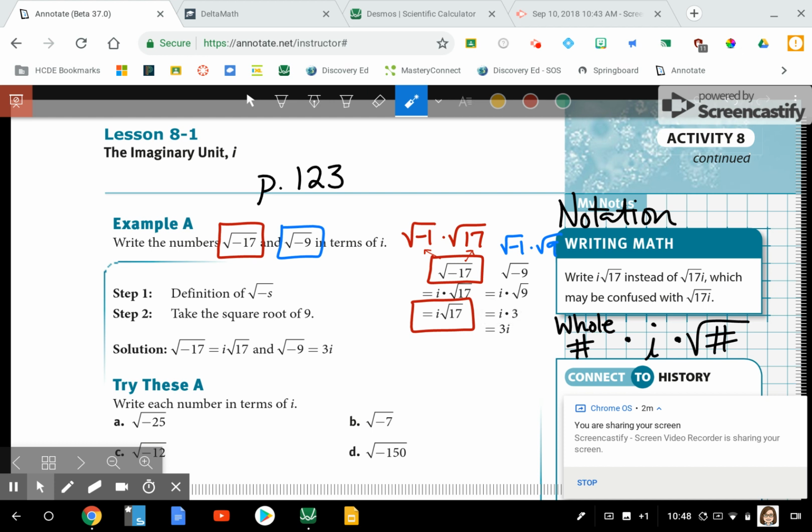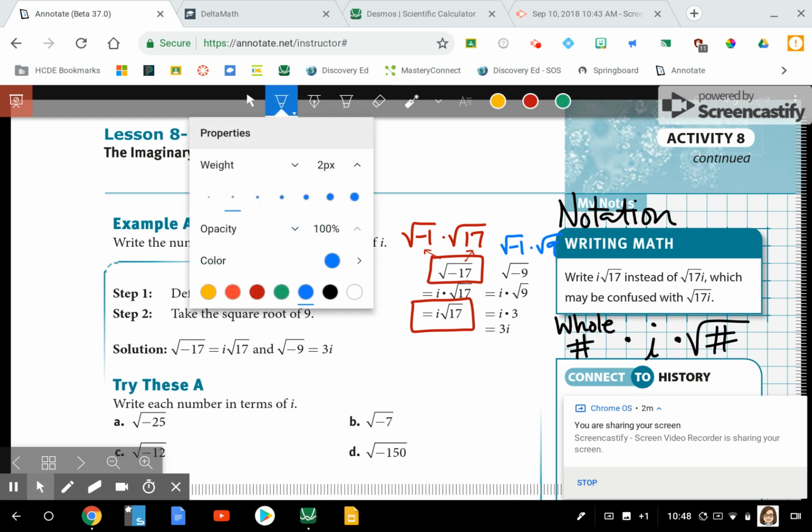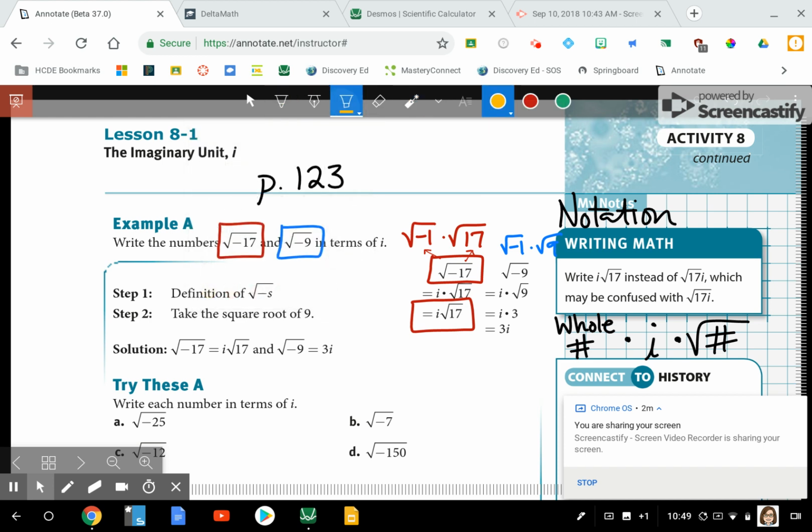Well, remember the notation. We always put the real number or whole number first, so this 3 should really go first. Then the i. Then if we had a radical, we'd put it. Right over here on the side, I have the notation for writing the math, so go ahead and jot that down. It should go whole number, then times the i, then times the square root of whatever number. This is notation you use every single time.